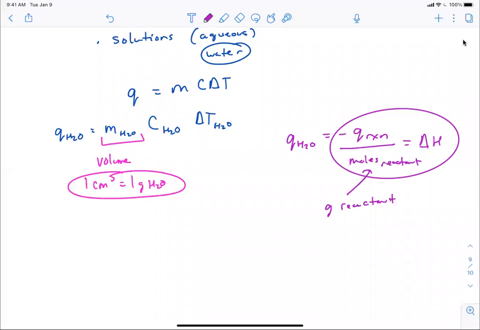So with calorimetry, that's kind of the main idea, the moles of reactant producing an X amount of energy, which then that ratio always ends up being delta H. So conceptually, we can talk about that a little bit later, but calculation-wise, it's fairly straightforward with that type of question.